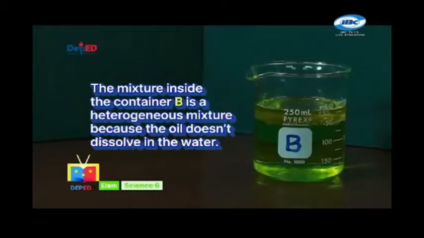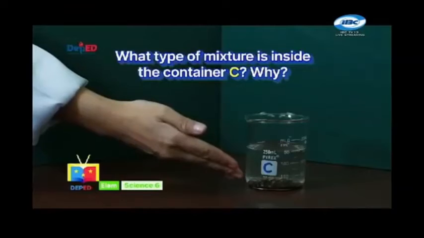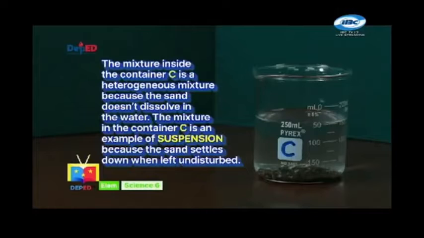The mixture in the container B is an example of suspension because the oil floats when left undisturbed. What type of mixture is inside the container C? Why? Right! The mixture inside the container C is a heterogeneous mixture because the sand doesn't dissolve in water. The mixture in the container C is an example of suspension because the sand settles down when left undisturbed.